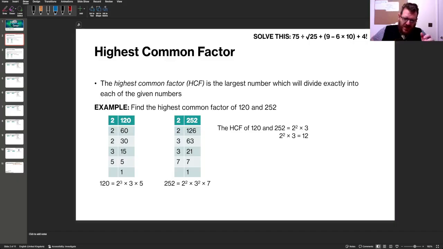I was thinking about 24, and then I realised that 24 doesn't go exactly into 252. Which is why we then got the answer of 12.